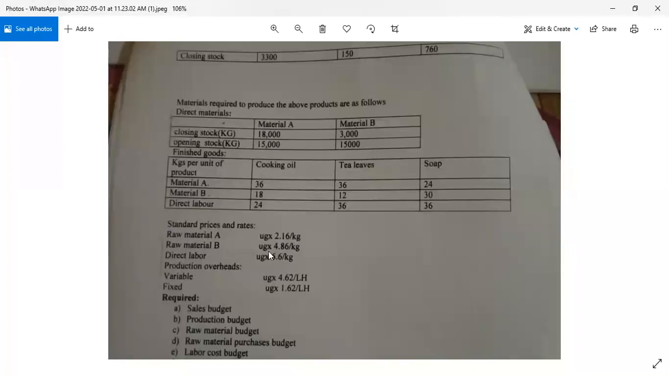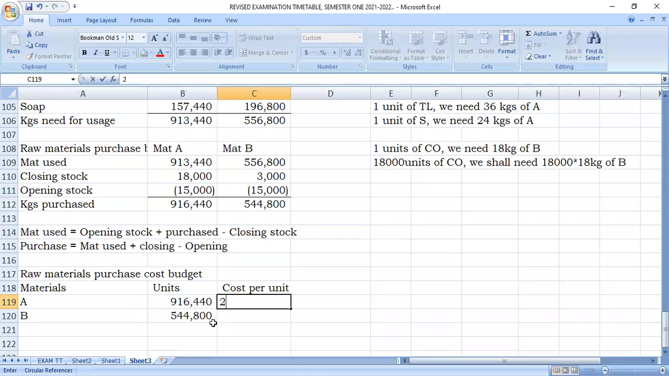Then for material B, it is 4.86 shillings per kg. So that's what you do. You multiply, you put the figures there and determine the total cost. So here it is 2.16 shillings. This one is 4.86. Okay. Yeah. So then you get the total cost, or you say cost.